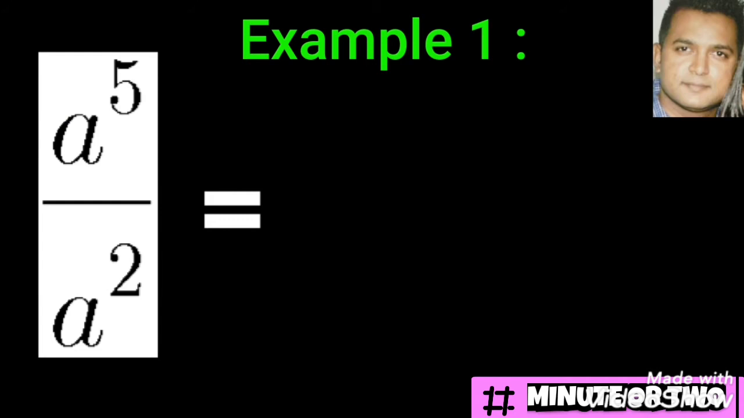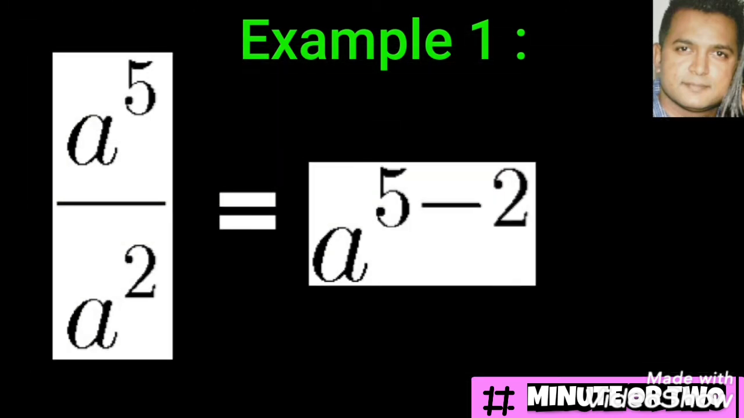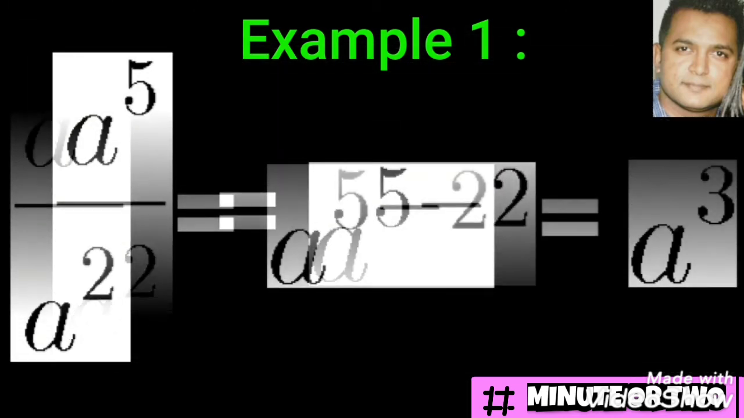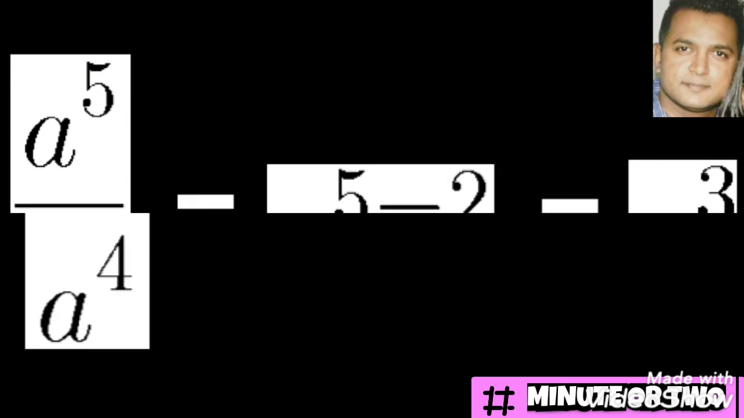If we look at example 1, we see the bases are the same and they're being divided, so we will apply the subtraction. So this is what we will write as our next step. And finally we arrive at our answer, which is a to the power 3. And remember, there's nothing else we can do to this, so we leave this as our answer.